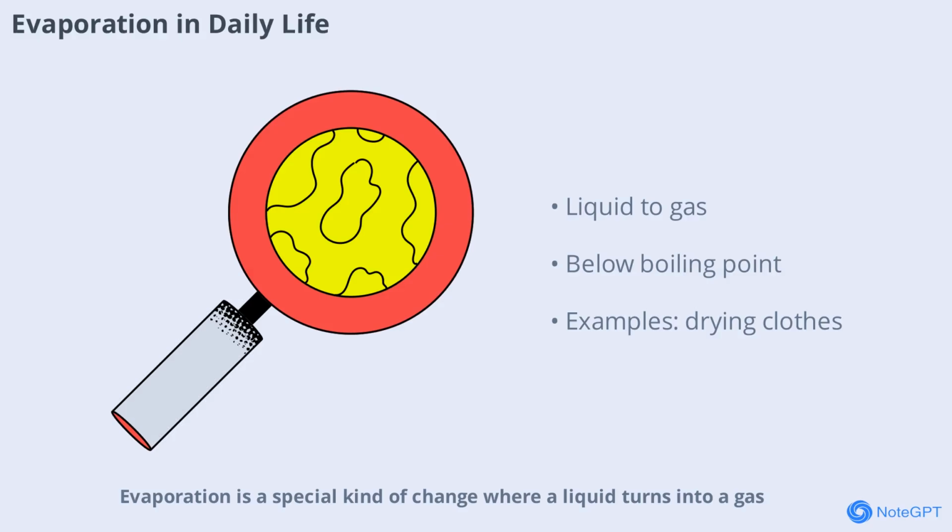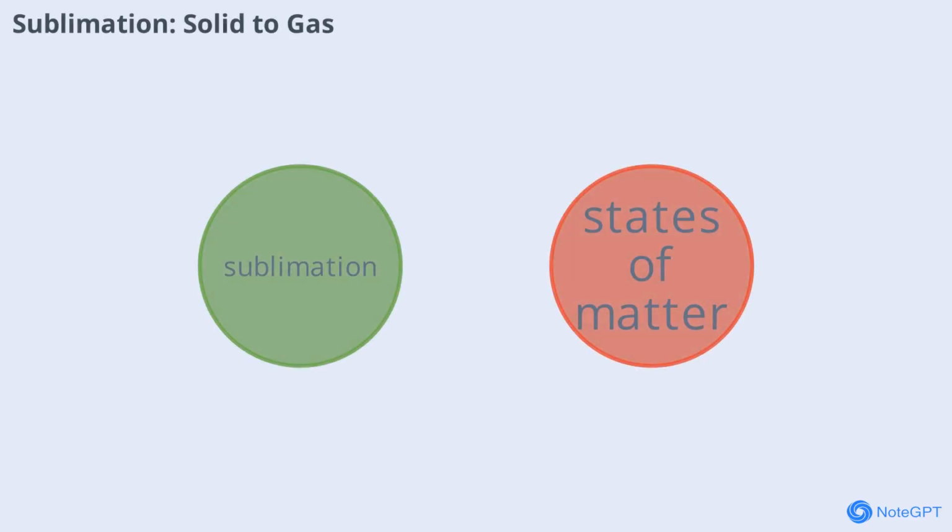Evaporation is a special kind of change where a liquid turns into a gas, but it happens at temperatures below boiling. For example, when wet clothes dry in the sun, the water in them slowly changes into vapor and disappears. This process is called evaporation. It's a slow process, but it's happening all the time around us, from puddles drying up after rain to sweat evaporating from our skin.